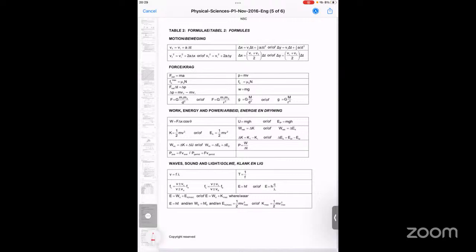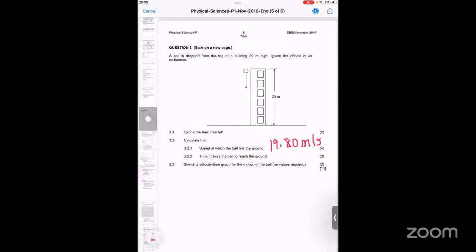And what was your initial? 0. And what about delta y? Delta y was 20 meters. And then what did you do to solve it? I took delta t to the other side. So when I divided 19.80 by 2, I got 9.9. I divided 9.9 by 20, which gives me 0.50.